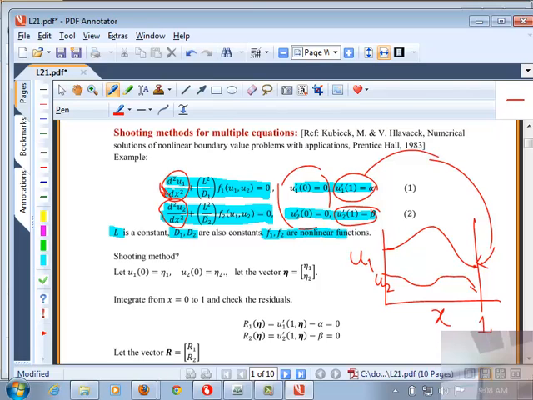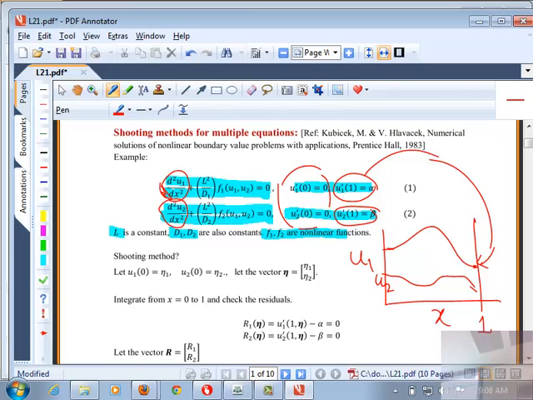Okay, so we are going to introduce the idea of residuals and basically satisfying the residual equal to 0, driving the residual equal to 0. Any questions on that? So that's the problem formulation. Okay, so you have two equations. You should be able to generalize this to any number of equations. The idea is the same.